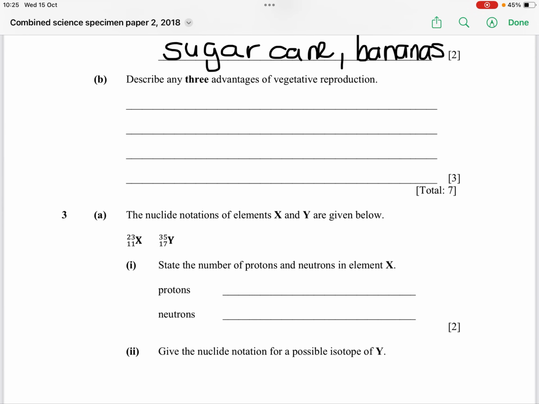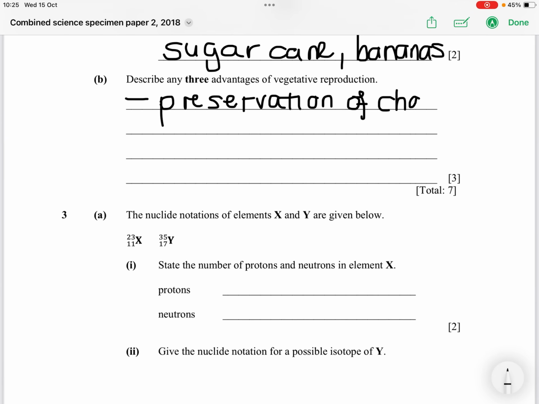You need to know the advantages of sexual reproduction and also the disadvantages of sexual reproduction. So one of the advantages of vegetative reproduction is the preservation of characteristics. It helps in the preservation of characteristics of plants.